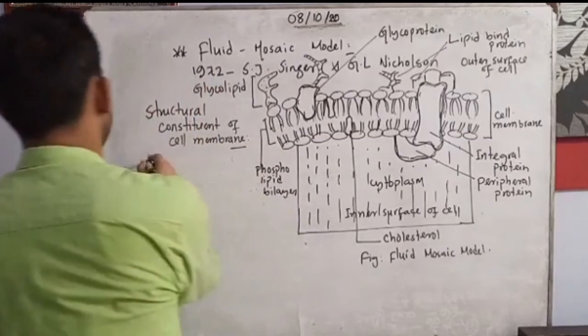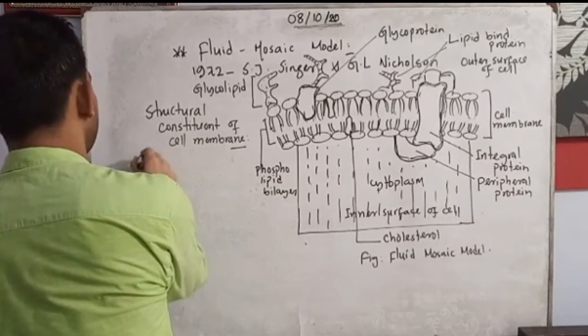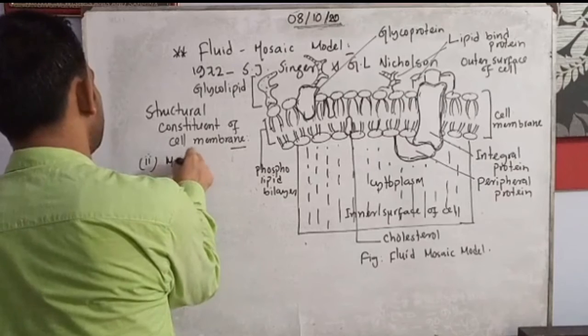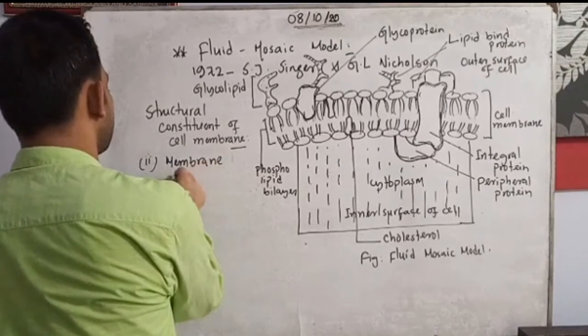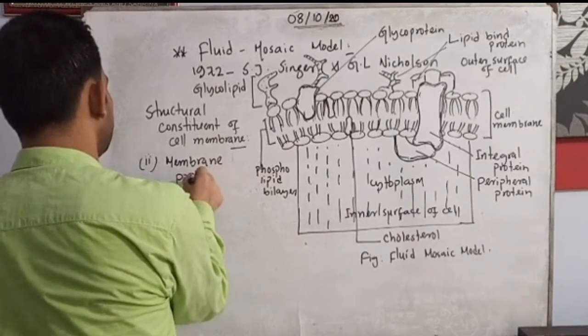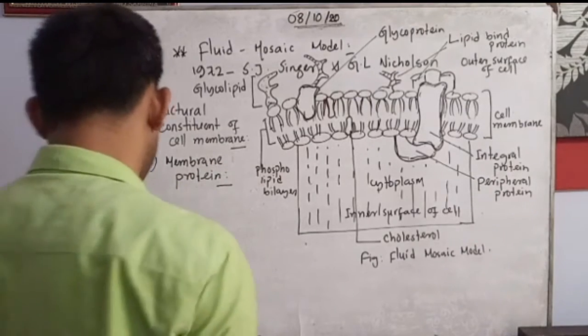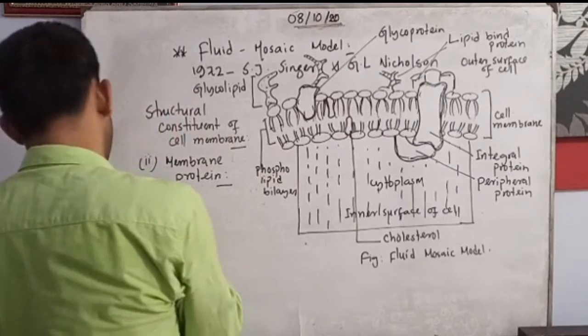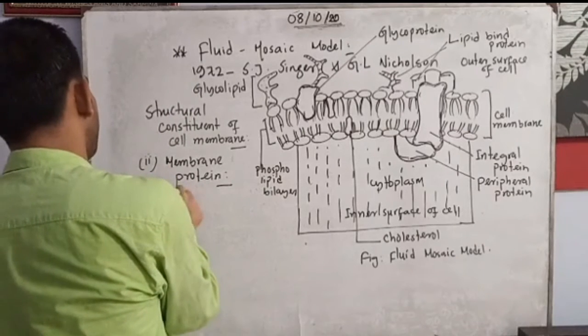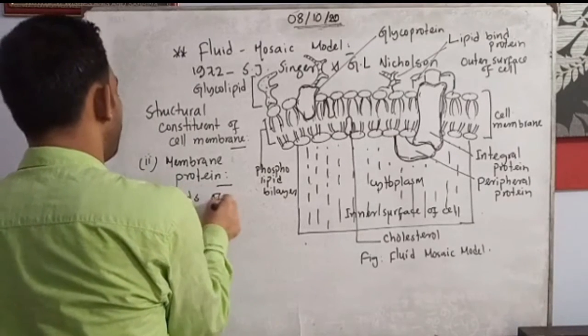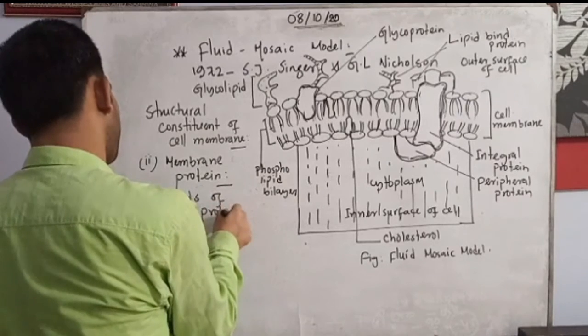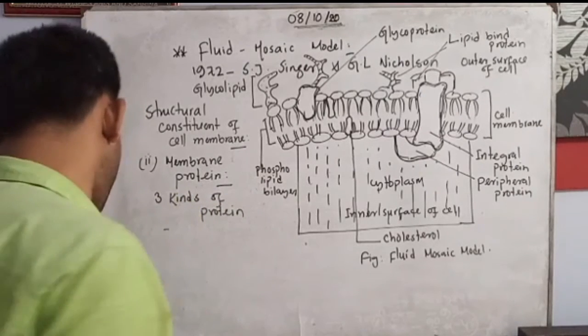Membrane protein, number 2. Okay, membrane protein, there are 3 kinds of protein found here.